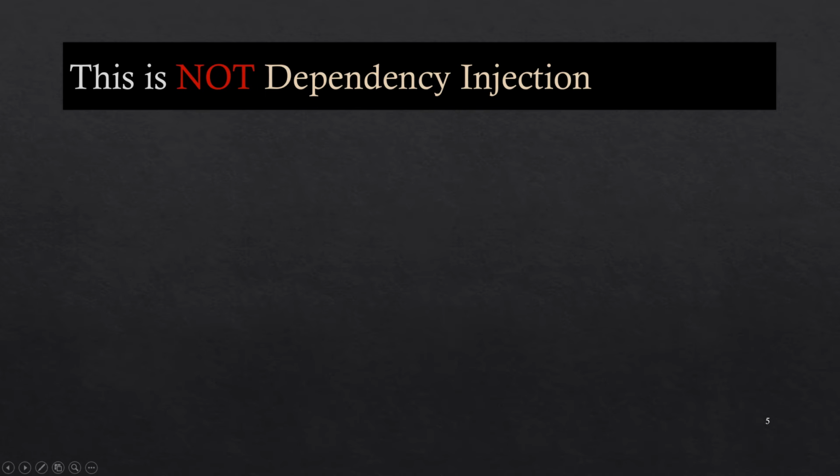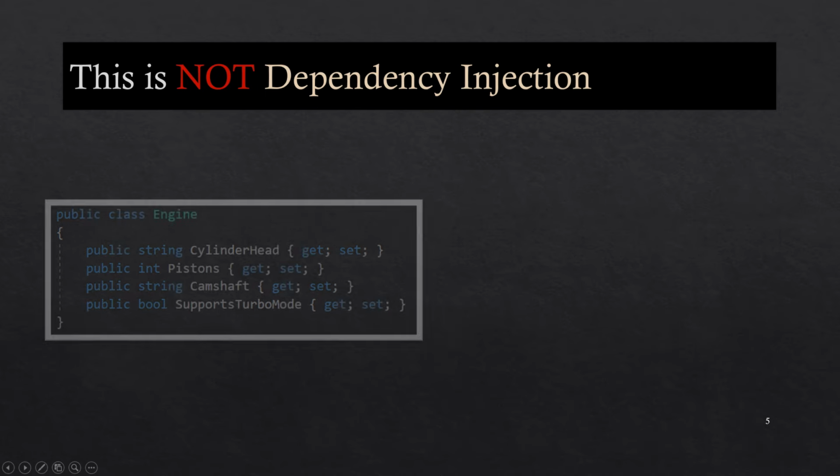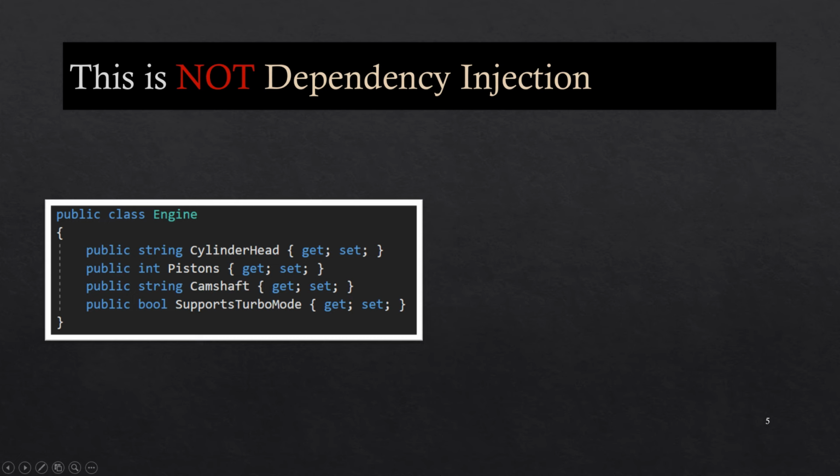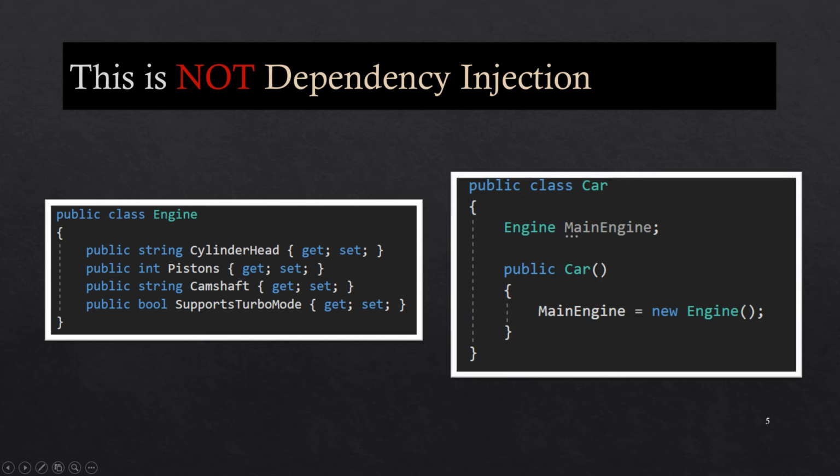So let us understand what is not a dependency injection. We have an engine class which has these properties, and then we have a car class which has this engine, and whenever we initialize the car, it's making its engine on its own. So we cannot provide different engines to the car to test which engine works best, because it's creating its own engine and we don't have an option to provide the car with a different engine.